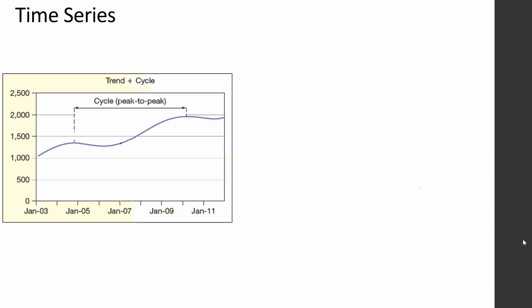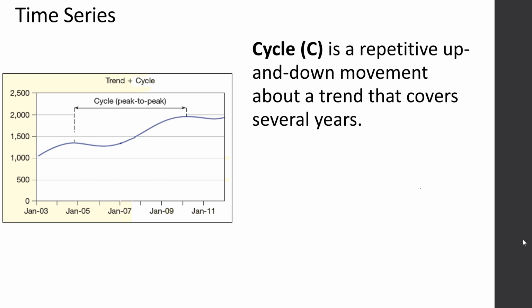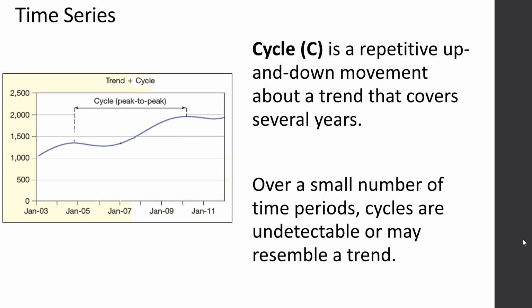fit a cubic, we can fit all sorts of different types of models to explain the overall pattern, the trend of a series. All right, so now let's talk about cycle. This is a repetitive up and down movement about a trend that covers several years. Now this is the one that's probably talked about the least because over a small number of time periods, cycles are undetectable or may resemble a trend.